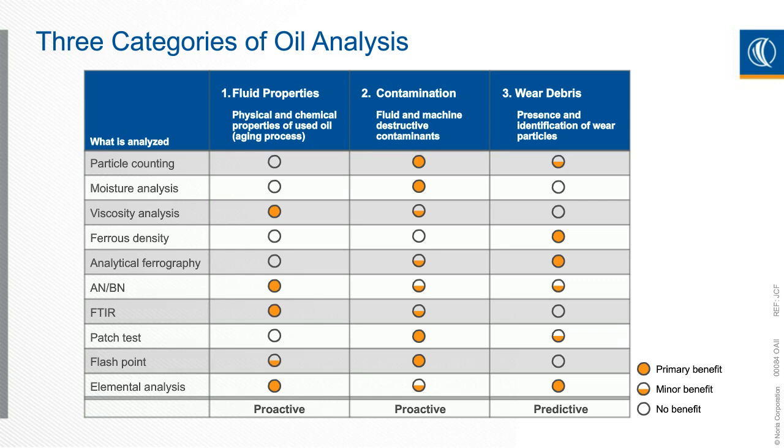And elemental analysis, of course, is one that can probably go between all three of these categories because it's looking at elements of either the fluid properties, of contamination, and wear debris. So if we're looking at things changing in the fluid properties or the contamination, that's probably going to be proactive because that doesn't mean the machine has failed yet. But if you're looking at wear debris, again, that's going to be predictive.